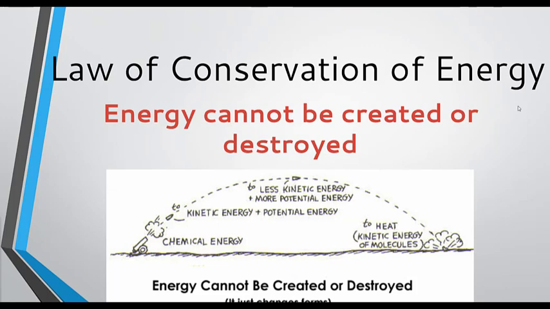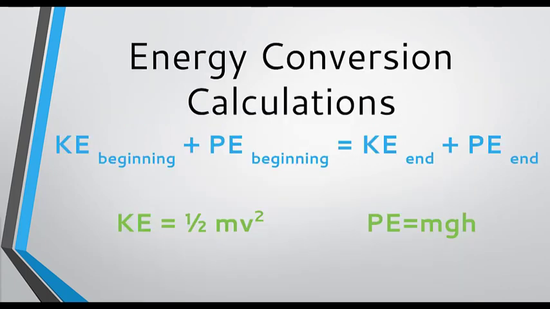So the law of conservation of energy means that energy cannot be created or destroyed. It's simply going to change forms. What that means is that our energy in the beginning should always match our energy in the end. If we add math to this, our kinetic energy plus our potential energy in the beginning is going to add up to our kinetic energy and our potential energy at the end. So the amount of energy on each side of our equation is always going to be the same.